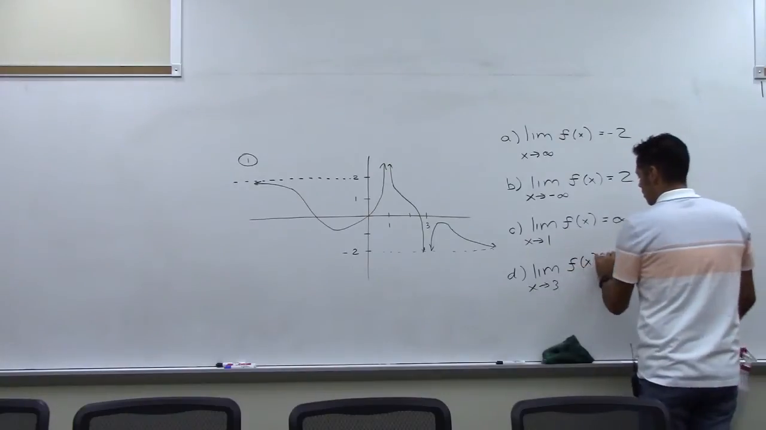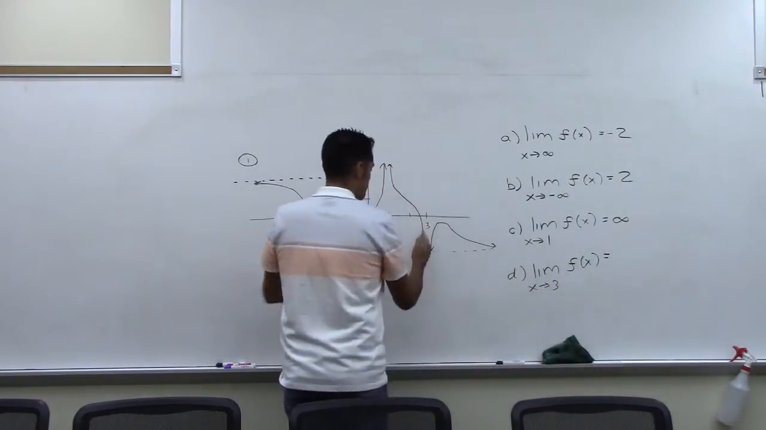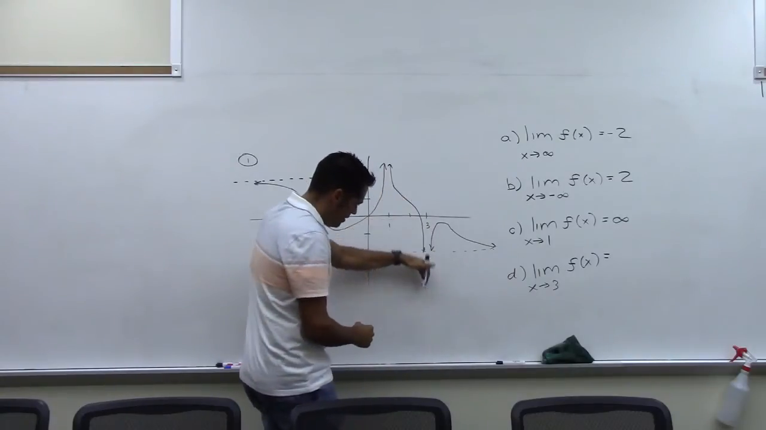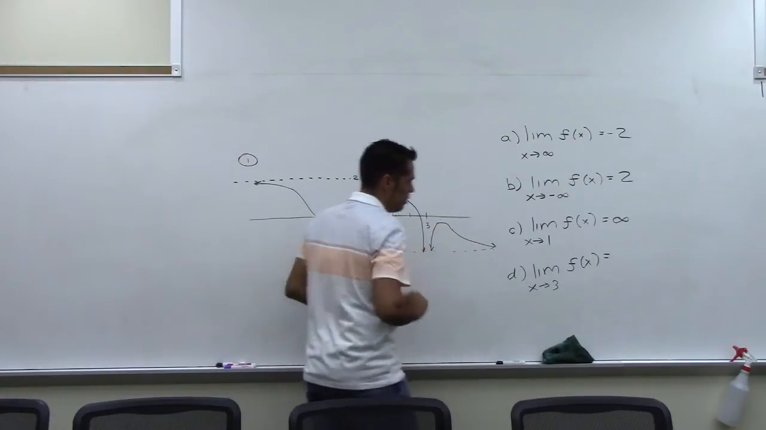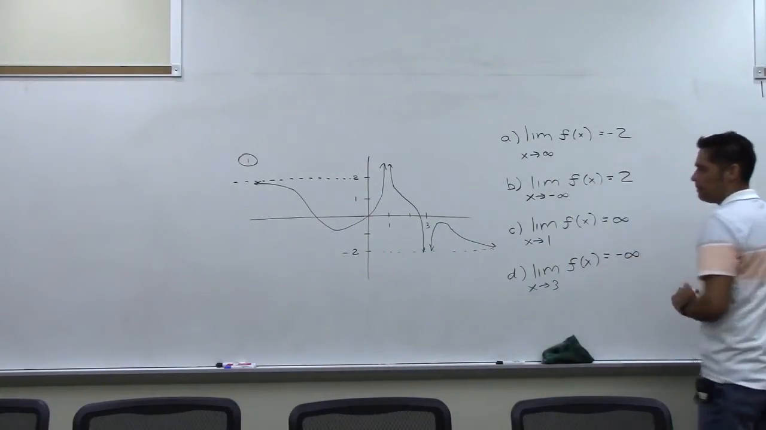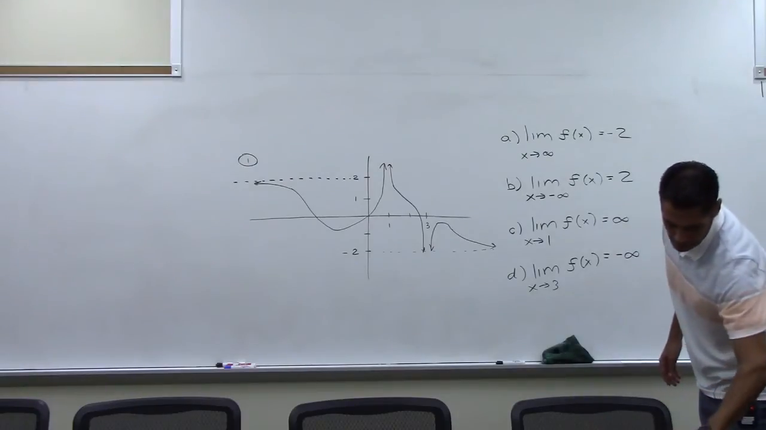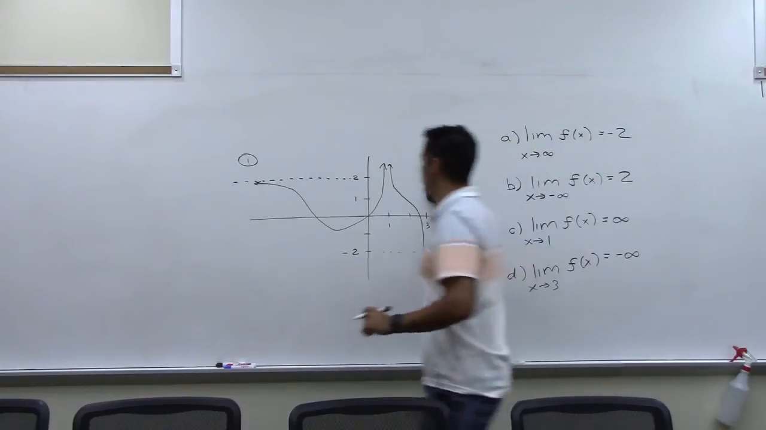Now for part D, we want to know what's happening as x approaches 3. Again, there's no plus or minus, so we have to look from both sides. And here's 3. So as we come in from the left, it dives down to -infinity, and from the right, it dives down to -infinity, so it's going to the same place from both sides, so -infinity. All right, now I will let you do number 2 on your own because it looks very similar.